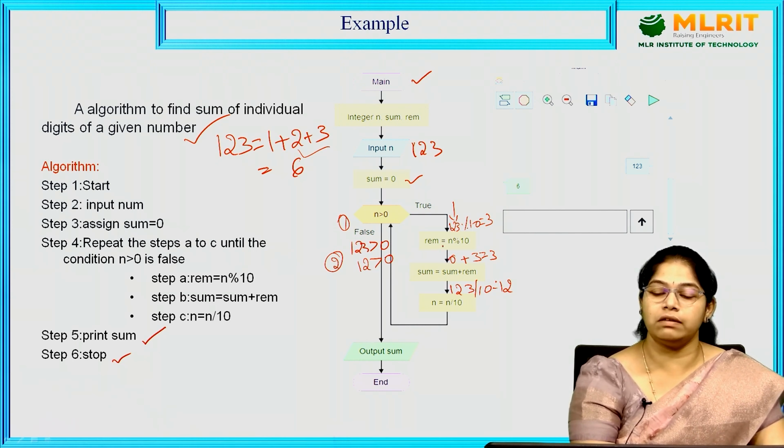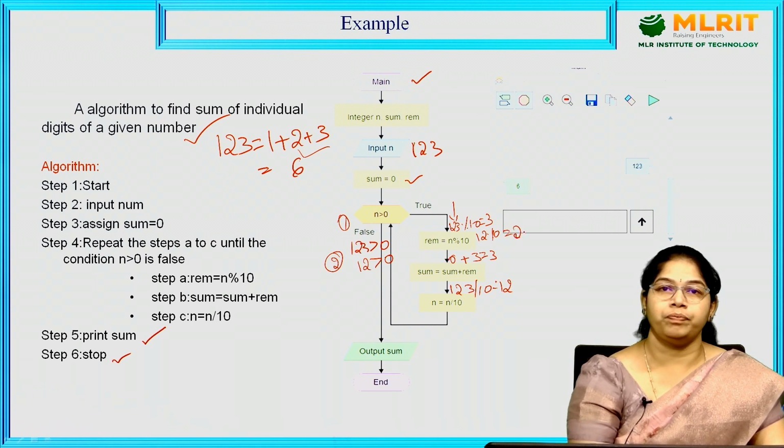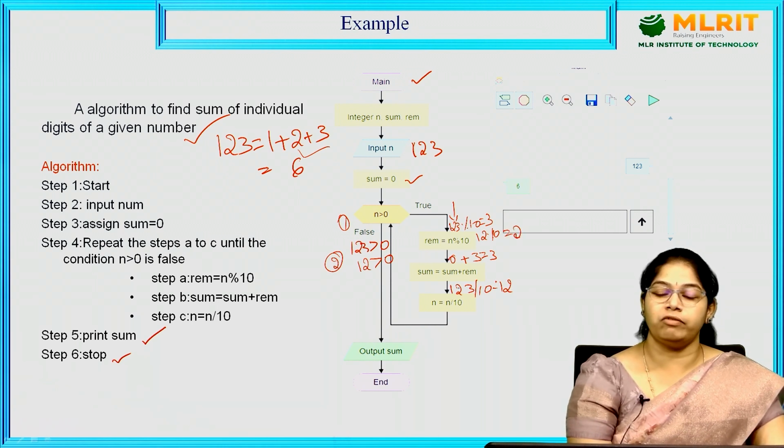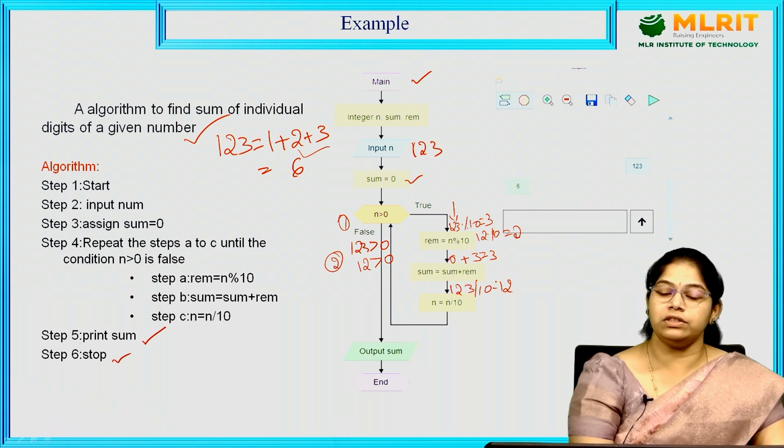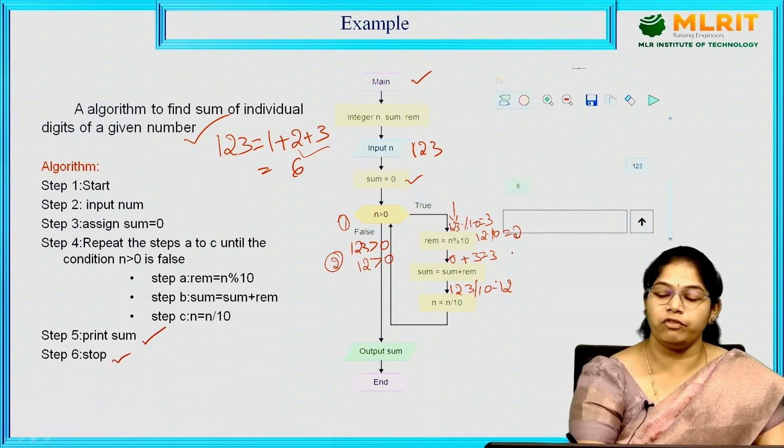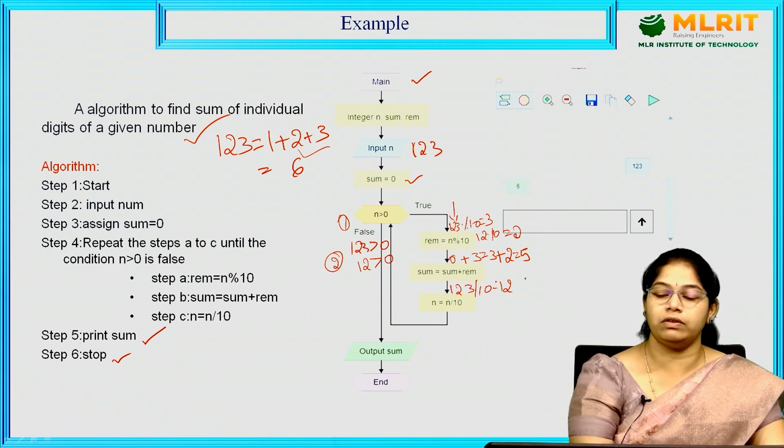So we have to calculate the remainder, that is n modulus 10. Here n is 12, and 12 modulus 10 will give you the remainder 2. Already in the first iteration the sum value is 3. In the second iteration we get the remainder as 2. So in the sequence, we have sum is equal to sum plus remainder. Already in sum we have 3, then the remainder is 2. 3 plus 2 is 5. In the second iteration, the sum value is 5.